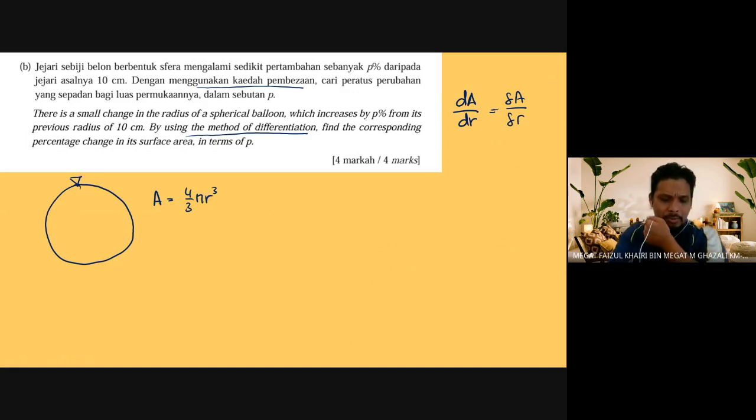Okay, so then the change of radius, there's a small change in the radius. The radius of the spherical balloon increased by p%, which is p over 100 times 10. From where does the 10 come from? Okay, increase by p% from its previous radius of 10 centimeter. Dia maknanya jejari balon tu bertambah p% daripada jejari sebelum dia.